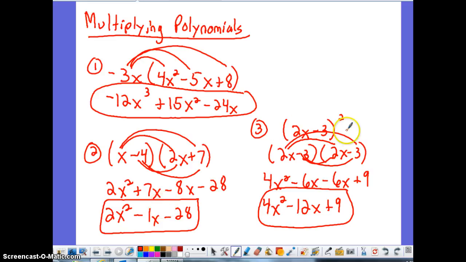Number three, this one's a little bit trickier. You have 2x minus 3 all squared. When it's squared, it means you have two of them. You have to rewrite it twice. Again, FOIL it. 2x times the 2x and minus 3, negative 3 times the 2x and minus 3 gives you these four items. Again, four items. Combine the middle two terms to be negative 12x. The rest stays the same.